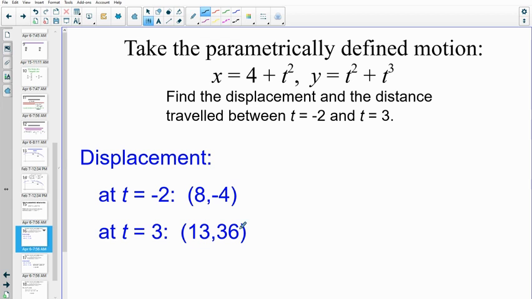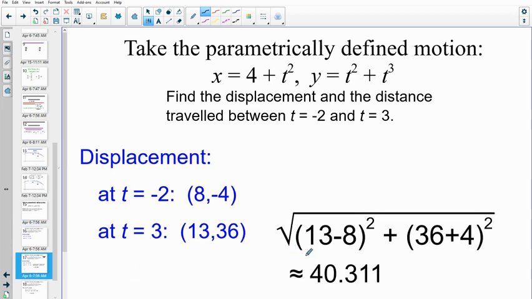From this point to this point, and now this is a problem my geometry students do. What is the distance between these 2 points? And this is distance formula. The x value changes by 5, the y value changes by 40, 5 squared plus 40 squared, and take the square root. If you want to use the distance formula, x2 minus x1 squared plus y2 minus y1 squared, take the square root, we get about 40.311 as the displacement. That's the straight line distance between the location at the beginning and the location at the end.